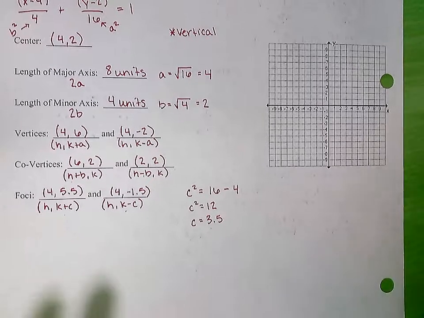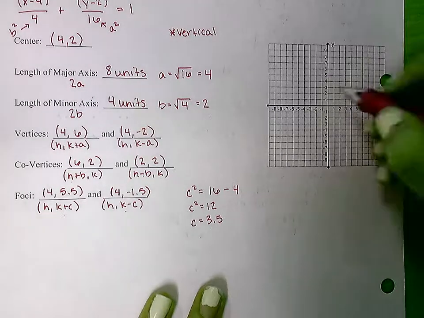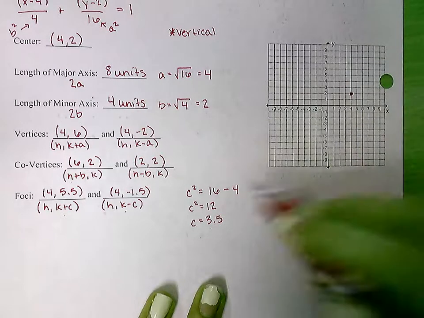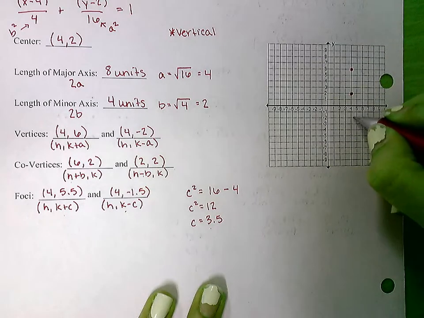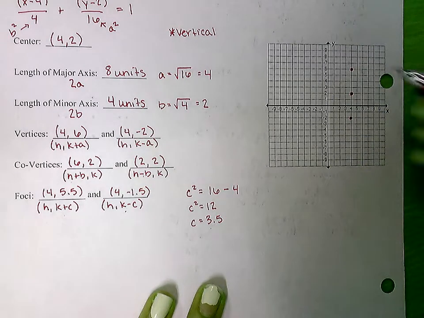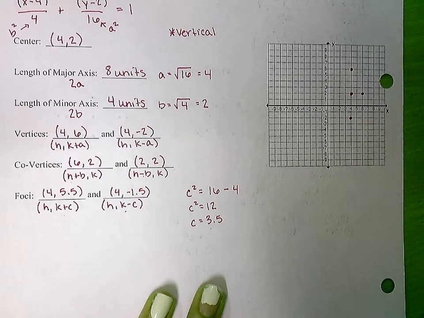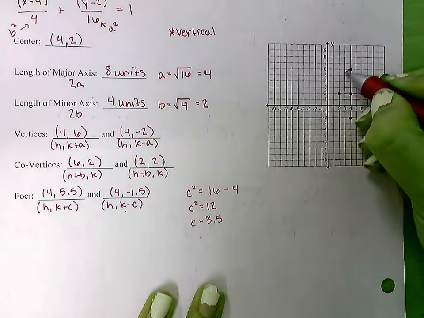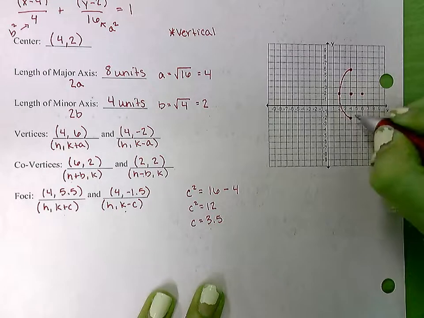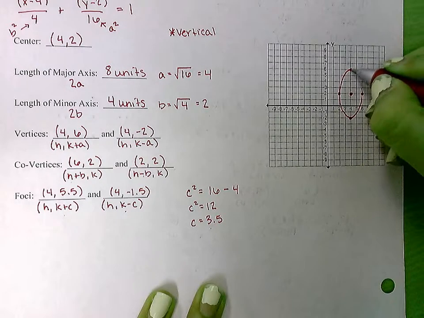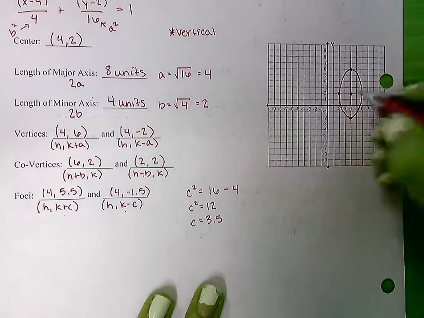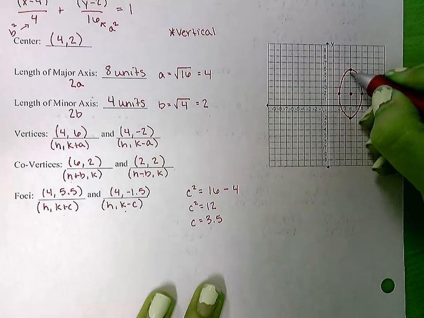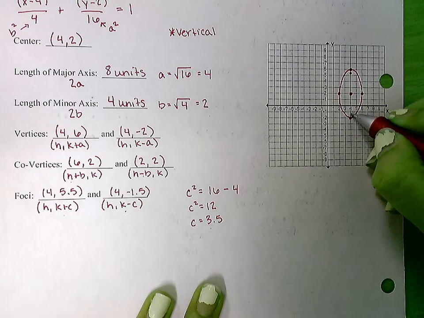Okay, and then last step is to just graph it. So I'll plot my center point at 4, 2. Plot my vertices at 4, 6 and 4, negative 2. And then co-vertices at 6, 2 and 2, 2. Okay, and I can make this oval shape here. And then my foci points I have at 4, 5.5, and 4, negative 1.5.